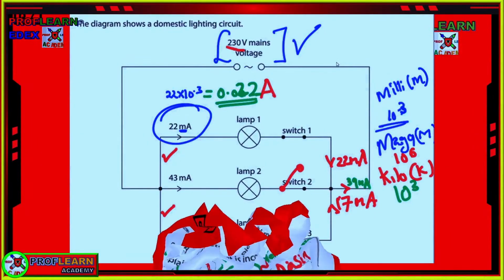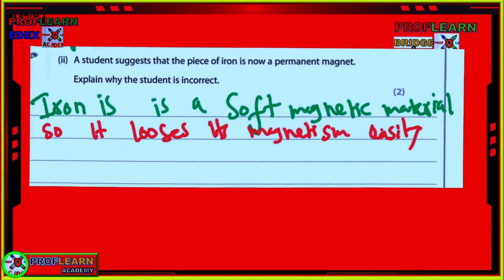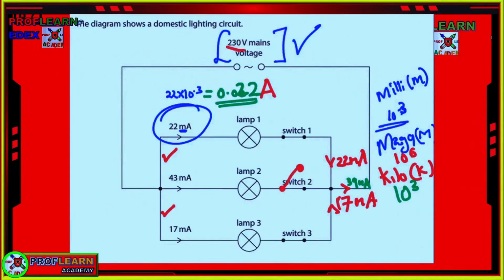Right, so we need to move to electricity. And in electricity, we are told the diagram shows a domestic lighting system circuit, and you can see we are given some currents here. This is the main supply of 230 volts.